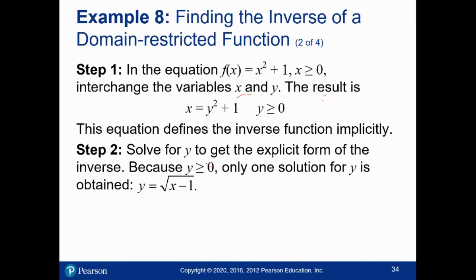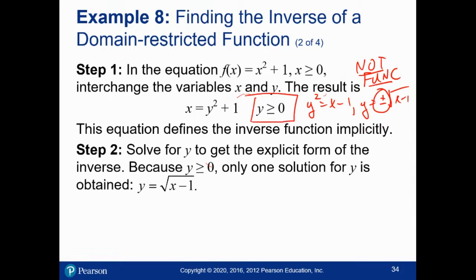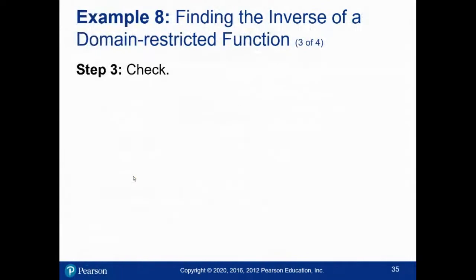Normally what you would do is say y squared equals x minus 1, and then you get y is plus or minus the square root of x minus 1. This is not a function. Why is it not a function? Because one input is going to give me two outputs. But the restriction was y is bigger than or equal to 0, which means I don't want plus or minus the square root, I just want the positive square root. Okay, so there's your inverse function, which you can verify by plugging them into one another.